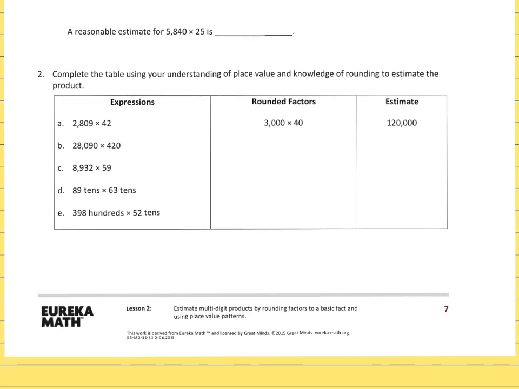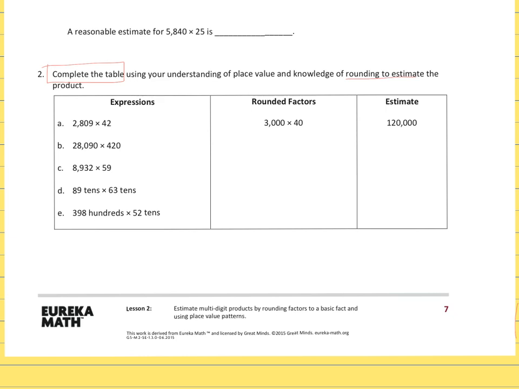2. It's kind of the same thing that we did up above, just in a different format. They want us to complete the table using our understanding about place value and our knowledge about rounding to estimate the product. So all about rounding to get our estimate of what the answer should be close to. So starting with B, 28,090. Make it super easy.